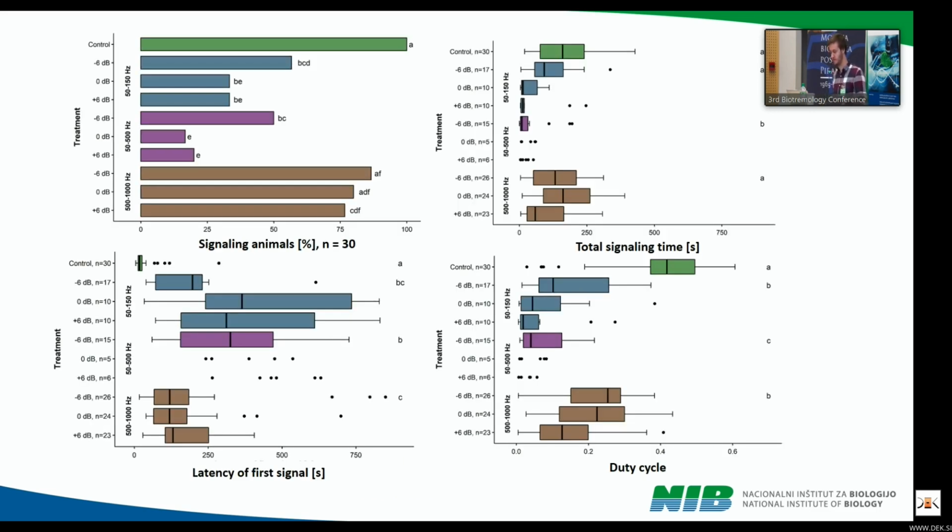And now for some of the results. On the top left chart, you can see the percentage of signaling animals for each treatment. In the green, we have the control treatment without noise. In blue, we have the 50 to 150 hertz noise for all 3 different amplitudes. In the purple, we have the 50 to 500 hertz noise. And in the brown, the high frequency 500 to 1000 hertz noise.